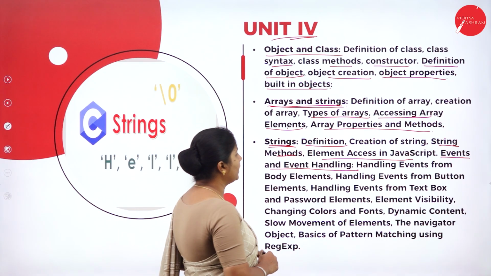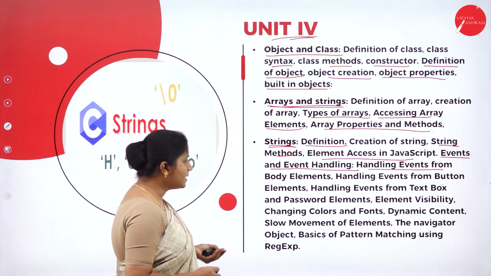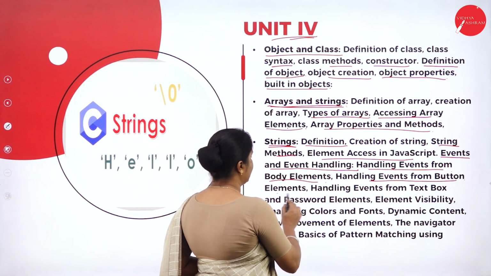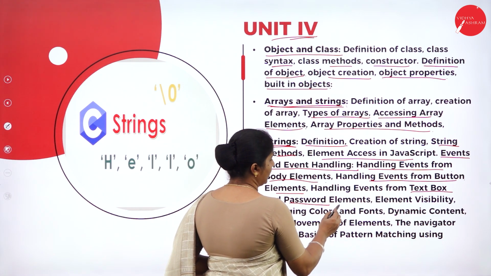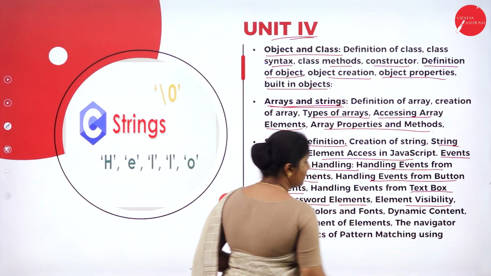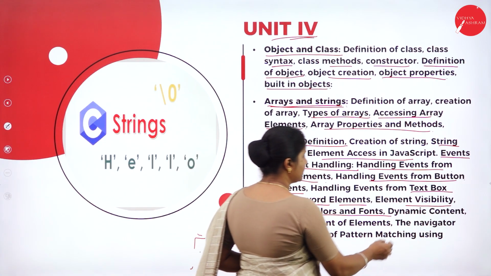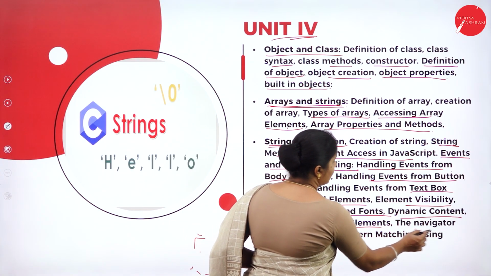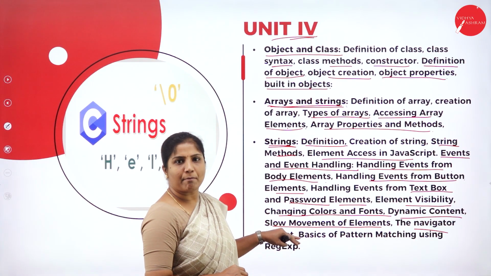Okay. Next we have events and event handling. Under this we have handling events from body elements, then handling events from button elements, handling events from text box and password elements. Then element visibility, then changing the colors and fonts of the elements. Next dynamic content, then slow movement of elements, then the navigator object. This one we have used in the maps and all.